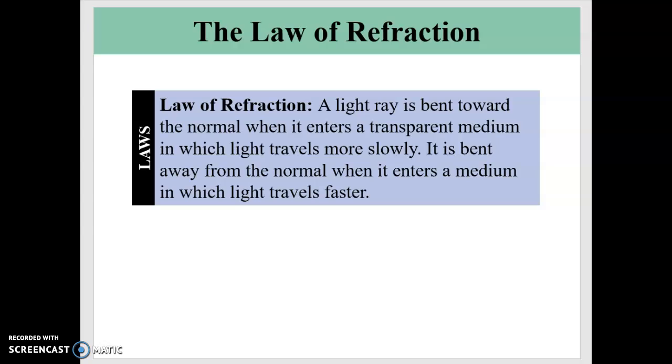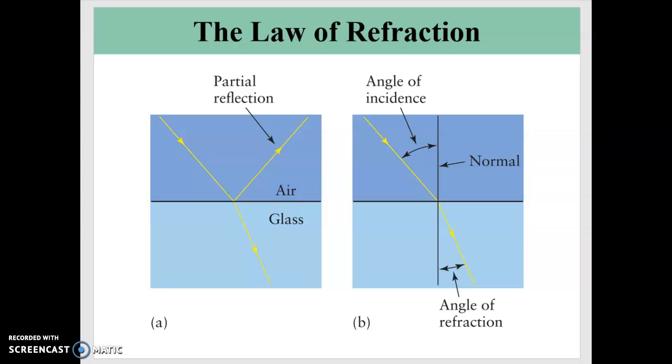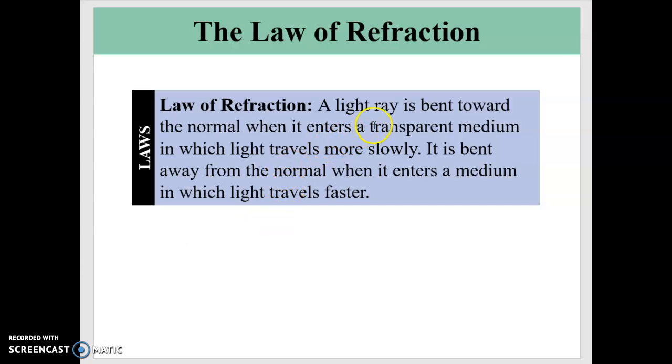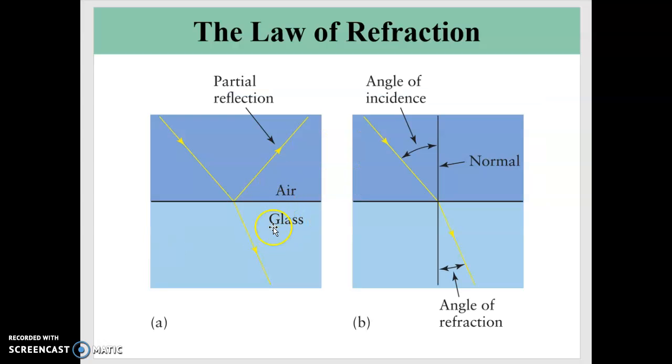The law of refraction says a light ray is bent toward the normal when it enters a transparent medium in which it travels more slowly. It's bent away from the normal when it enters a medium in which light travels faster. So what's going on here? The mediums can be whatever the light is traveling through. In this case, we have air and we have glass. So if I have a transparent medium in which light travels more slowly, which one of these is that going to be, the glass or the air?